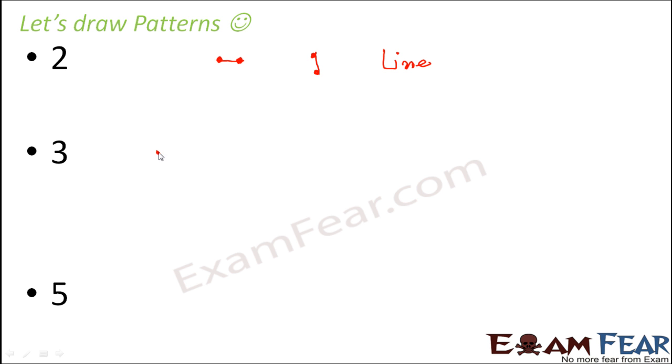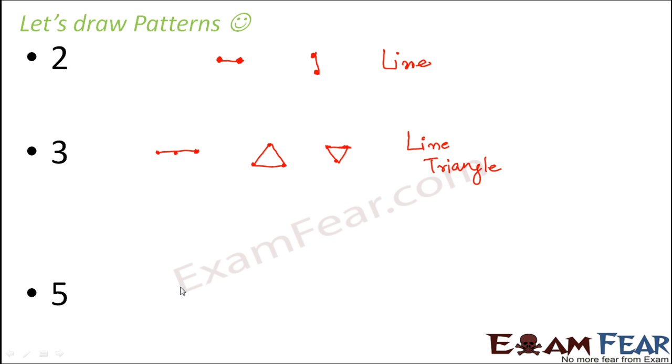What about 3? So in 3, again you can either align the dots to form a line, or you can align the dots somewhat like this to form a triangle. Right? If you want, you can even align the dots like this, but in this case also it forms a triangle. So basically 3 can be represented in the pattern of a line. It can also be represented in the pattern of a triangle.